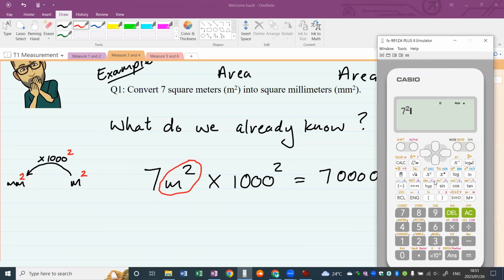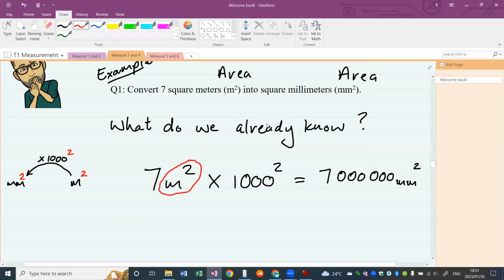Okay, so look at my calculator. I don't type in 7 squared because that little 2 doesn't belong to the 7, it belongs to the m. It's just a way to say square meters. So you mustn't put that 2 there. You just say 7 times 1,000 squared, and you get 7 million.